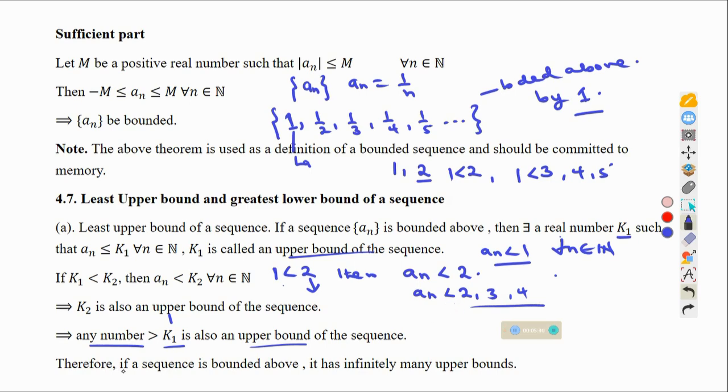So for that case, it means if a sequence is bounded above, then it has got infinitely many upper bounds. Because if 2 can be an upper bound, 3 can be an upper bound, 4, 5, 6, 7, and so on. There are many numbers that are greater than 1. So all those will be upper bounds. So we shall be saying that a sequence that is bounded above has got infinitely many upper bounds.